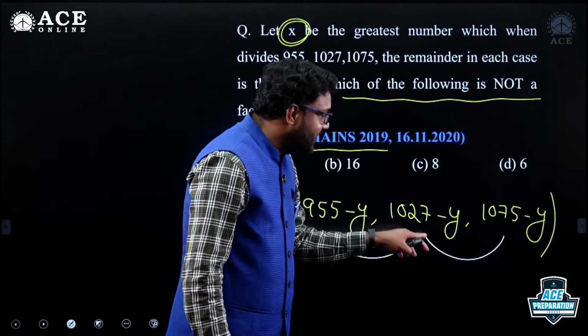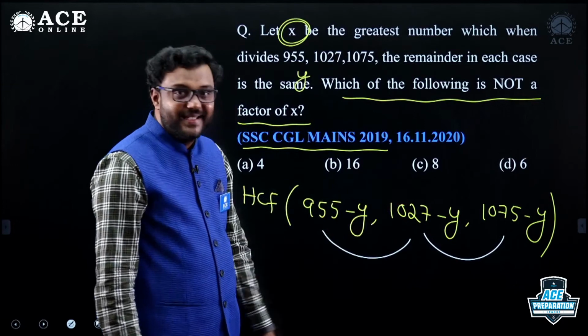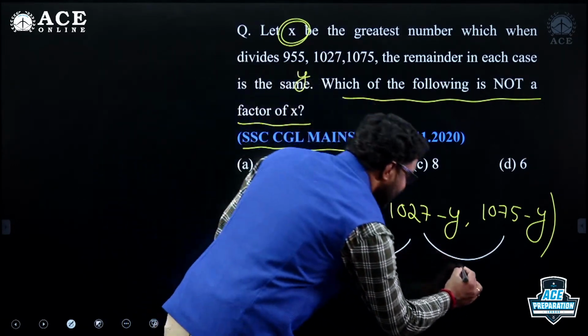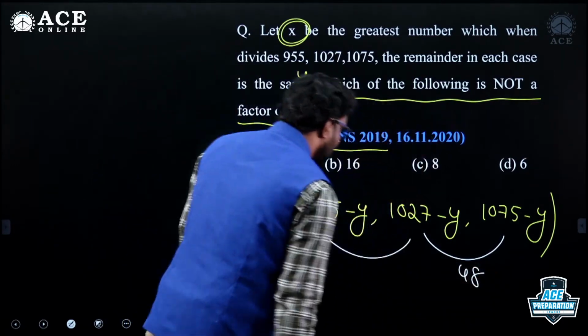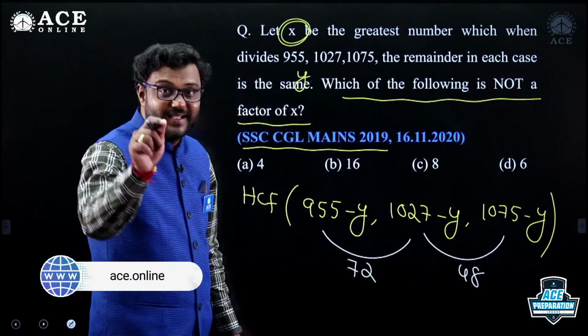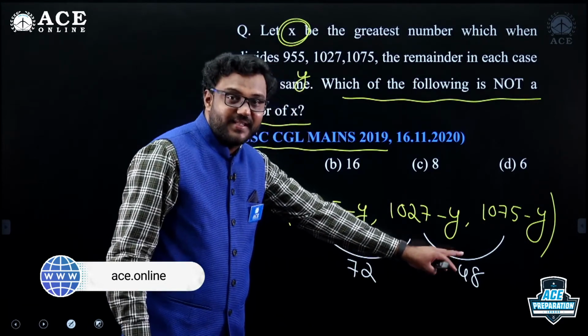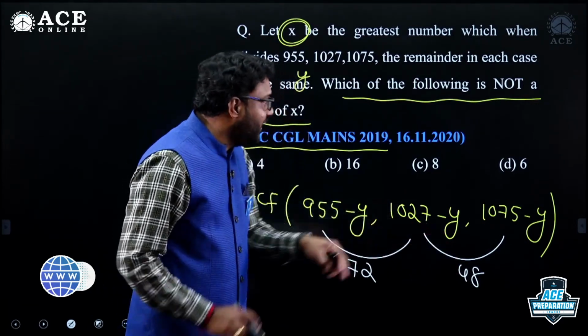Difference here, yes, y will cancel. When you take the difference, y and y cancel. 48 is the difference, right? If I am not wrong, here the difference is 72. Your answer should divide this 48. X must and should divide this 48.